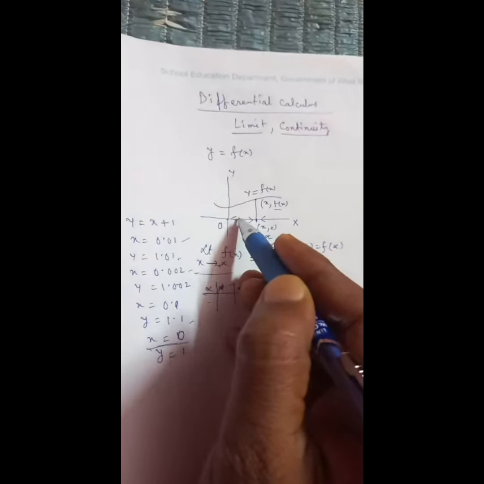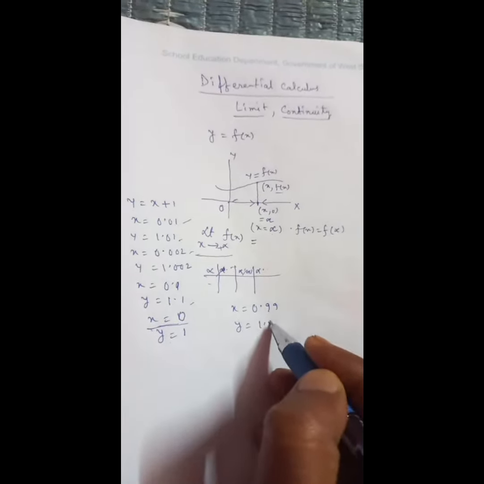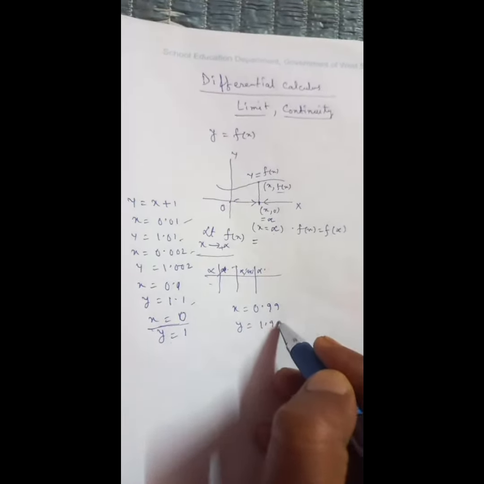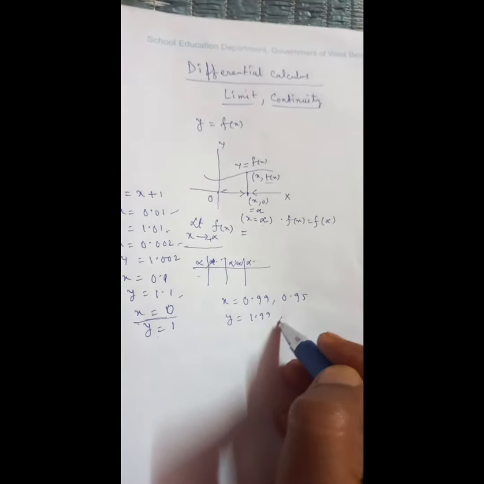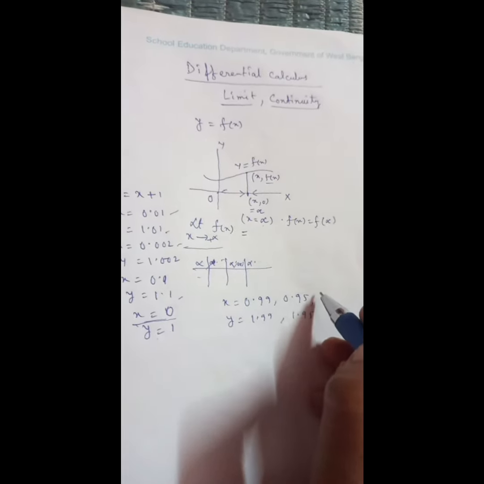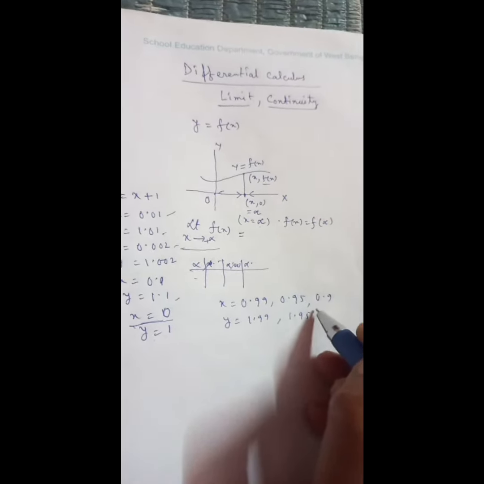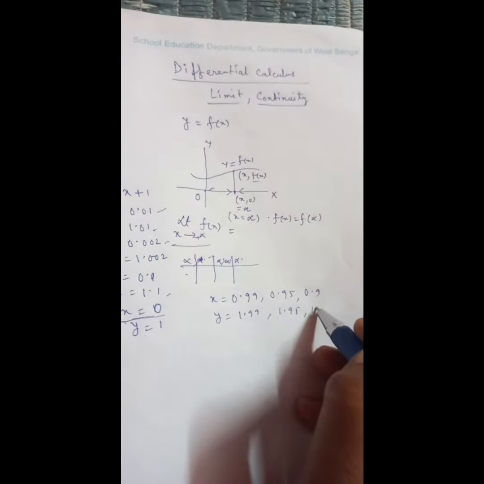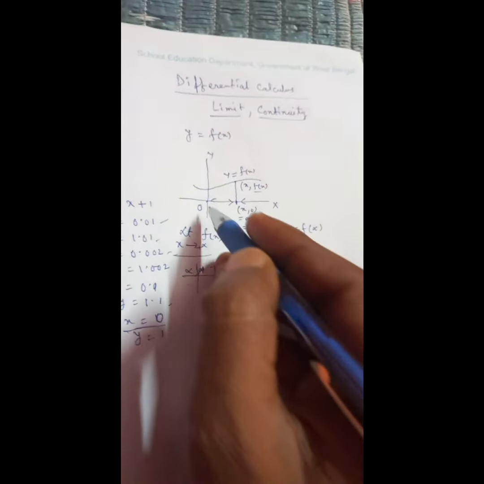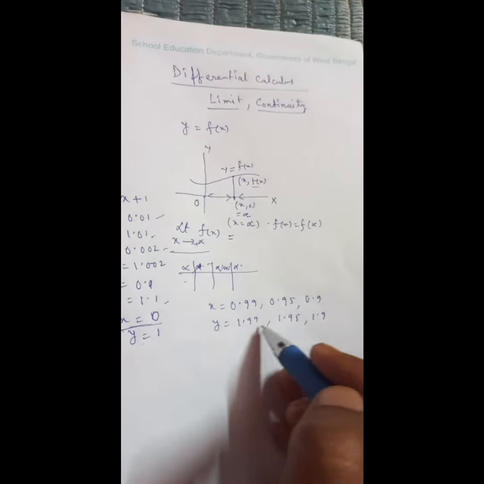If from the right hand side we take x equal to 0.99, then y will be 1.99. We take x equal to 0.95, then y will be 1.95. If we take x equal to 0.9, then y will be 1.9. In this way, we will also take from the left hand side, so we can look at this on the left hand side.